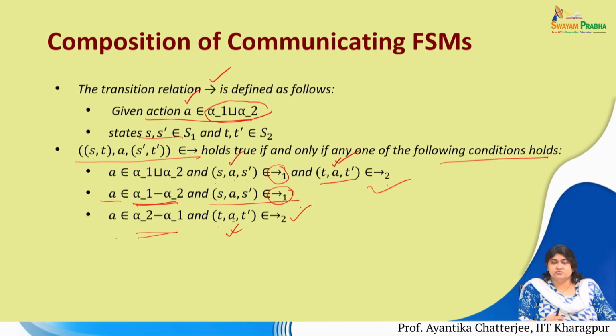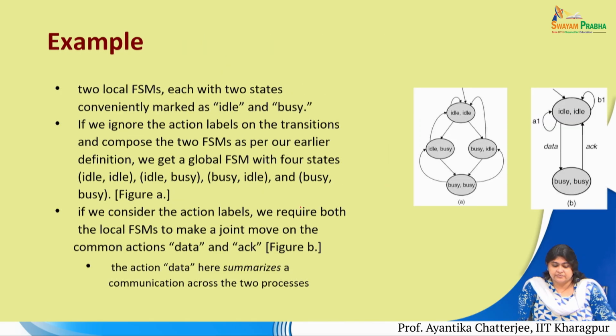This way we define the communicating FSM, where some actions are for the local FSMs and some actions are for communication, shared by both the FSMs. We just take this with one very brief example, where we have considered two local FSMs with two states, idle and busy. If we go by our normal representation of FSM, we get 2 into 2, so 4 states. These are the combinations.